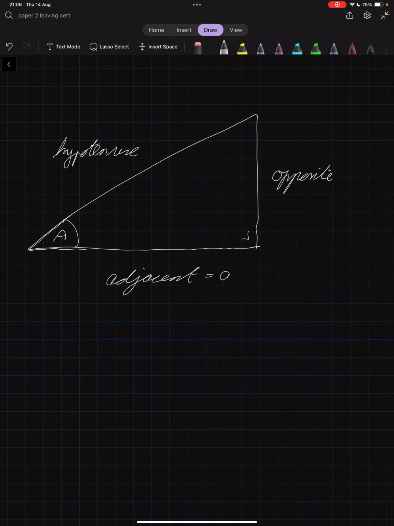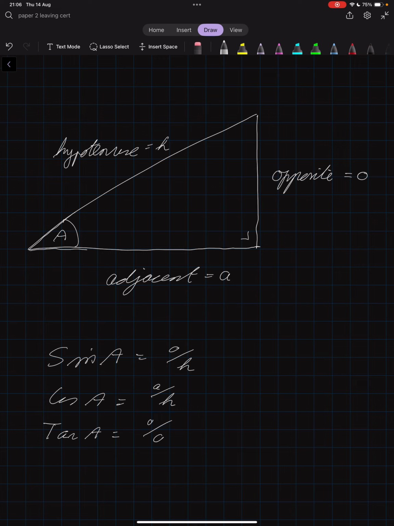So if I call the adjacent A, the hypotenuse H, and the opposite O, then the sine of A is equal to the opposite over the hypotenuse. The cos of A is equal to the adjacent over the hypotenuse, and then the tan of A. Remember, if you watched a couple of differentiation videos, tan is just slope, rise over run, so it's the opposite over the adjacent. If you ever forget what tan is, just remember it's slope. That's all it is.